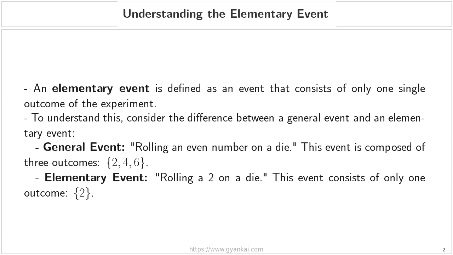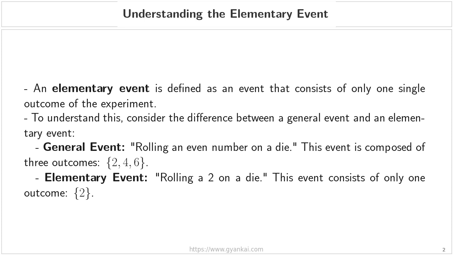To really grasp this distinction, I want you to compare a general event with an elementary event. Let's use a standard six-sided die as our example. First, consider a general event such as rolling an even number. If you look at the possible results, this event is actually a collection of three different outcomes, 2, 4, and 6. In set notation, we would write this as the set containing 2, 4, and 6. Because it contains multiple possibilities, it is a compound event, not an elementary one.